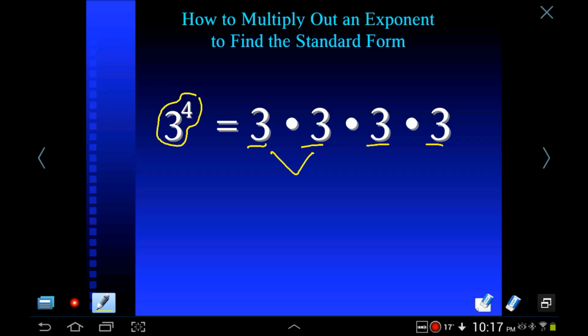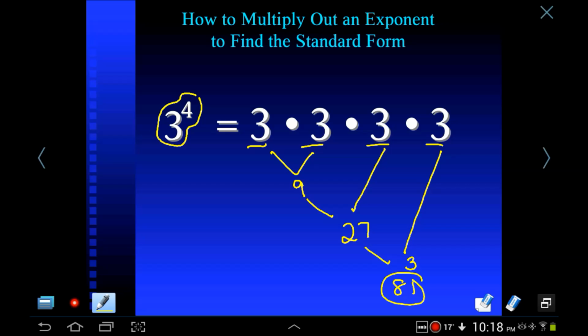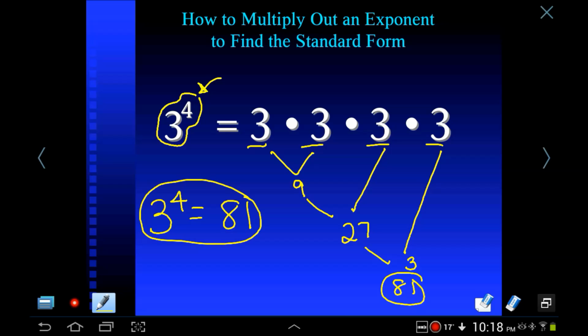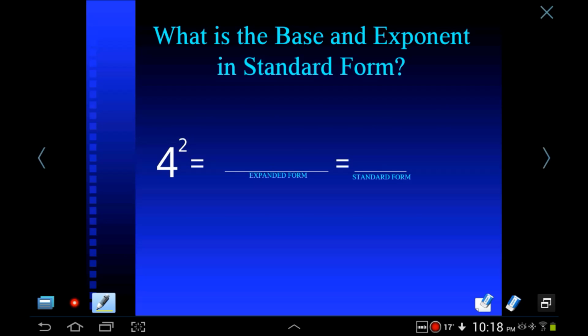3 times 3 is 9. 9 times 3 is 27. 27 times 3 is 81. So there you go. 3 to the 4th power does not equal 12. It equals 81. Get it into your head that a power means you're multiplying it that number of times by itself. Okay, so let's practice here putting it in expanded form and standard form.